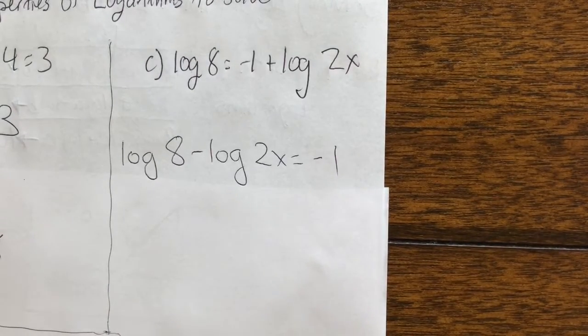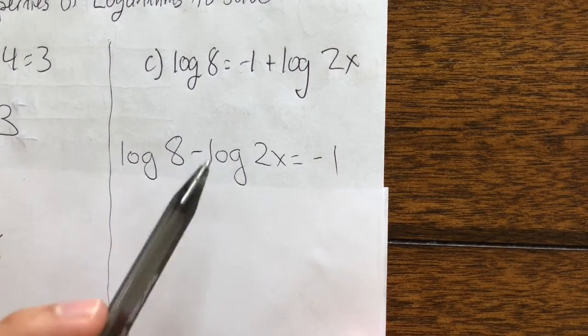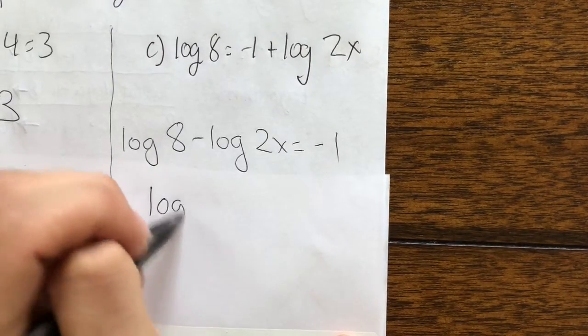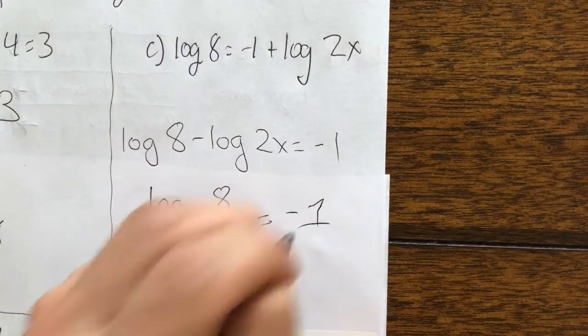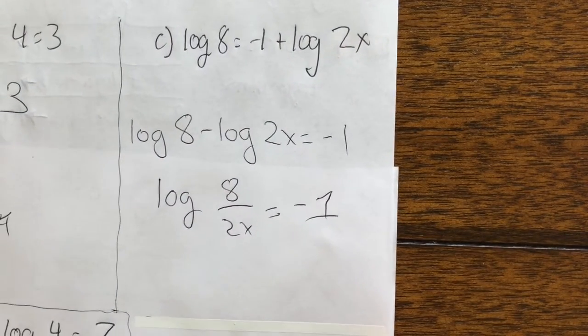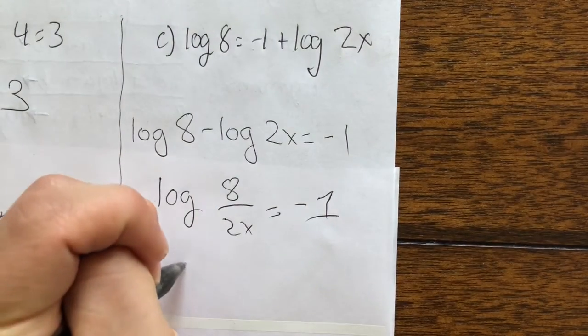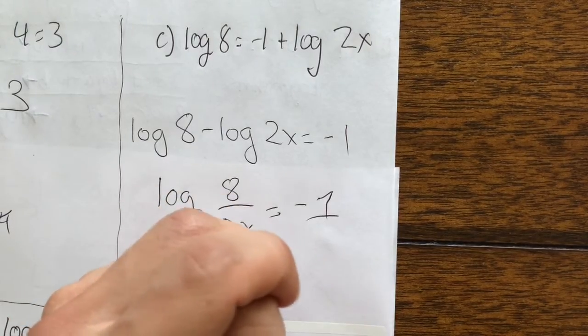All right. So what I'm going to do now is use one of the properties to condense the difference, which is going to be log of 8 over 2x equals -1. So now that I have a single log, I can go ahead and convert it into exponential form. So I have 10 to the negative first equals 8 over 2x.